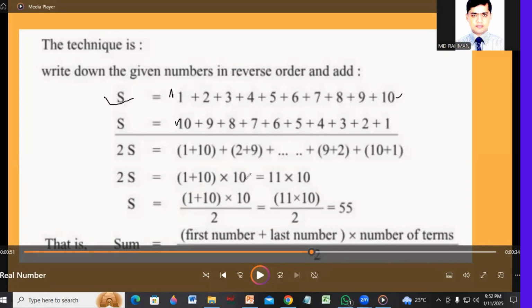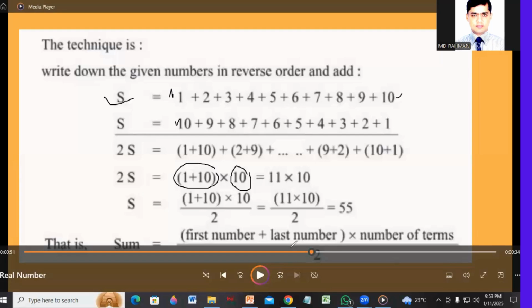What does 10 mean? This is the last number. So first number plus last number, into number of terms. What is the formula? Sum equals first number plus last number. This is the first number, plus the last number, 10, into the number of terms. Number of terms means 10. So (10 plus 1) into 10, equals 11 into 10, by 2, equals 55.